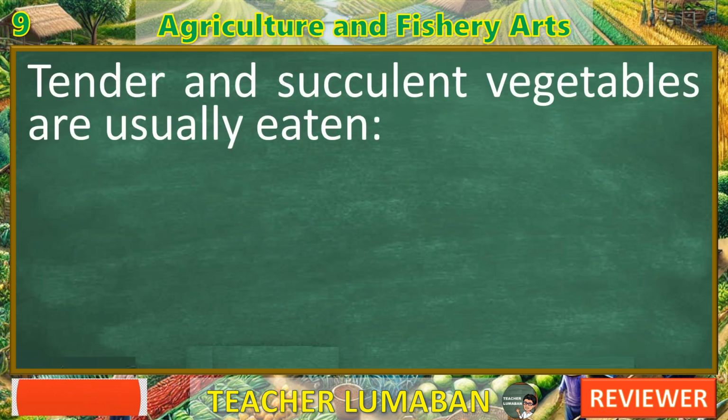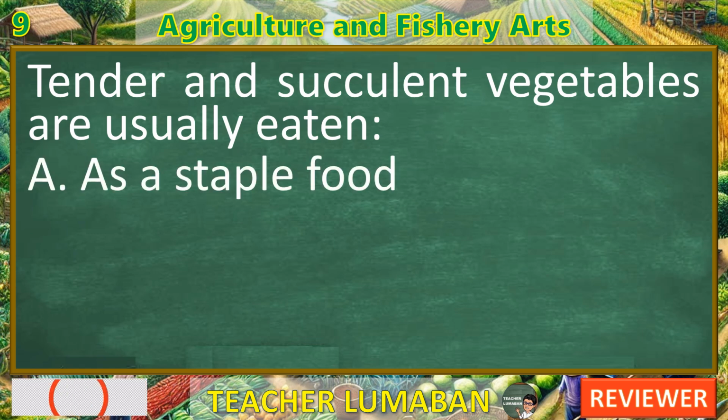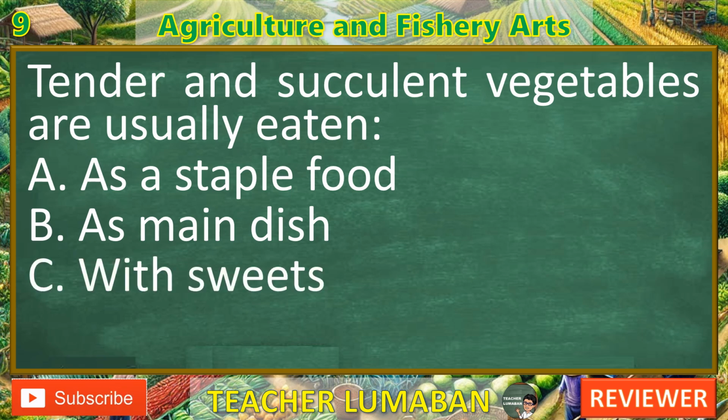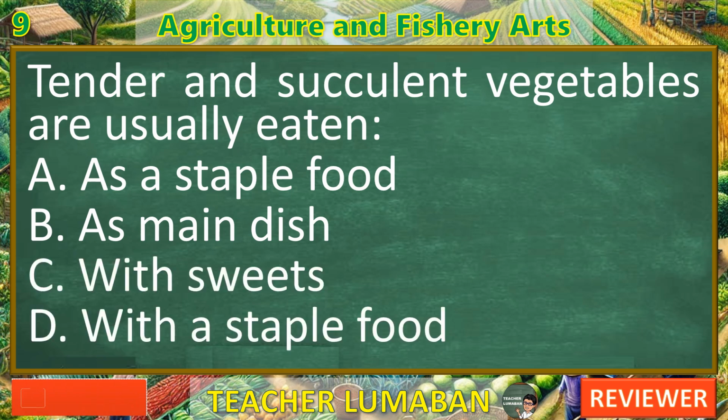Tender and succulent vegetables are usually eaten A. As a staple food. B. As main dish. C. With sweets. D. With a staple food. In the next 5 seconds, select the best response from the available options. 5, 4, 3, 2, 1.